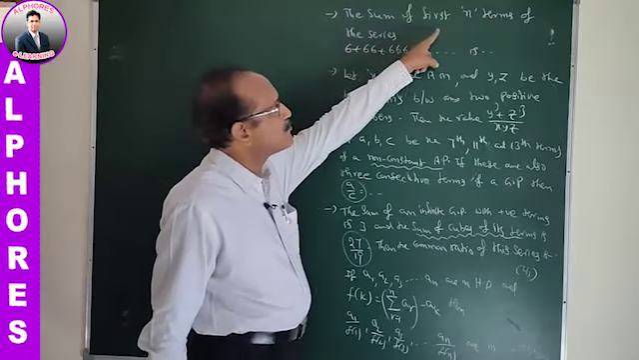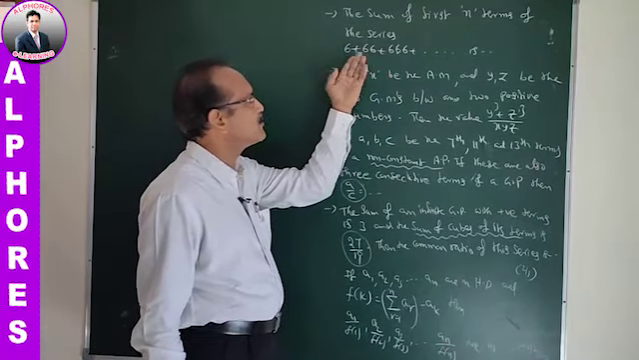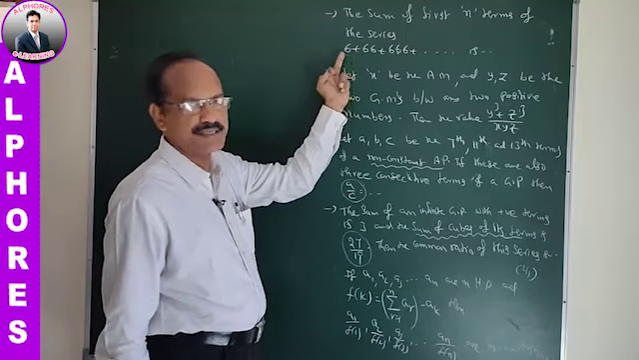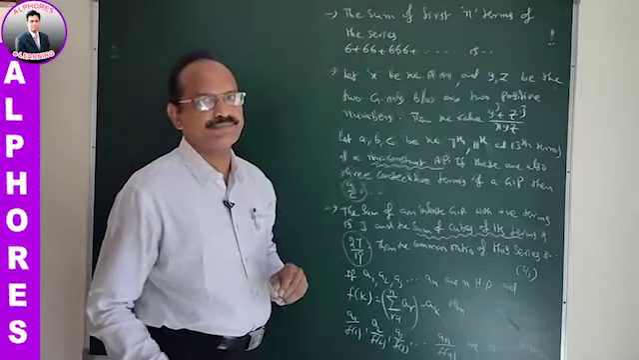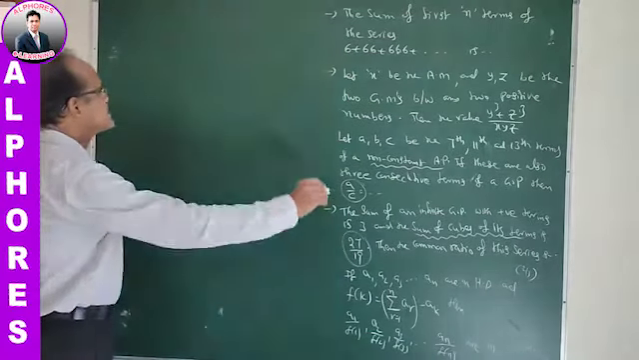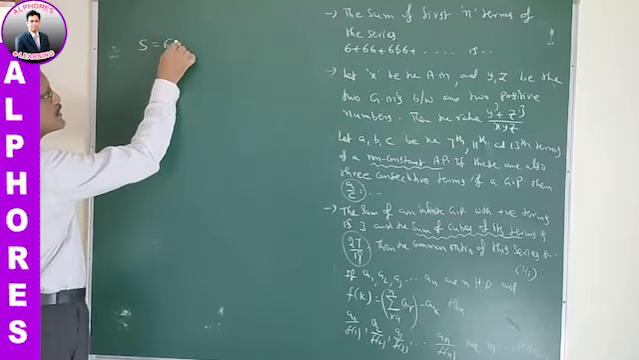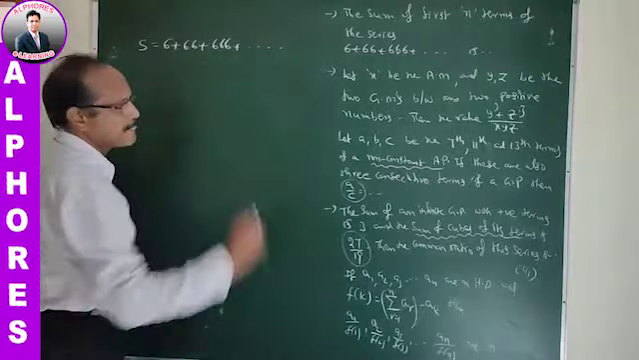The sum of the first n terms of a series is to be calculated. We have to calculate the sum of the first n terms of the series 6 plus 66 plus 666 plus etc. Now the procedure is, let the series S be the sum of the series 6 plus 66 plus 666 plus so on.